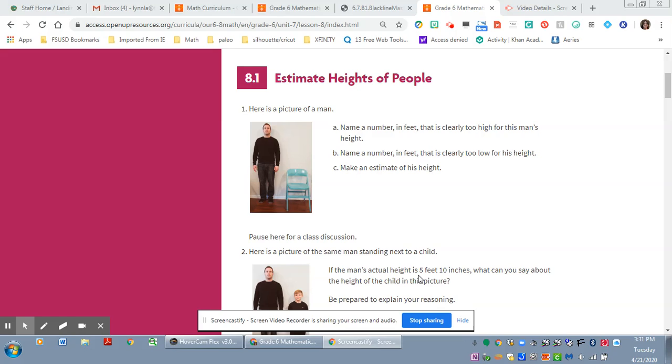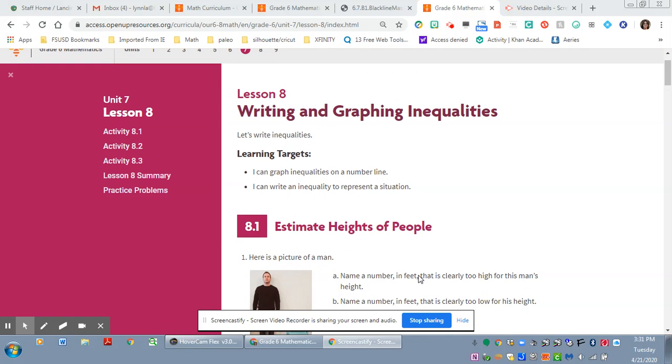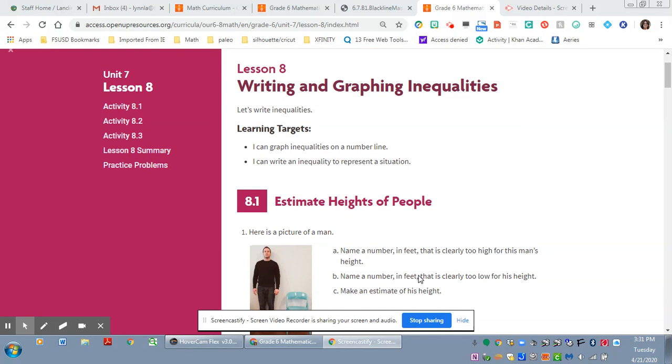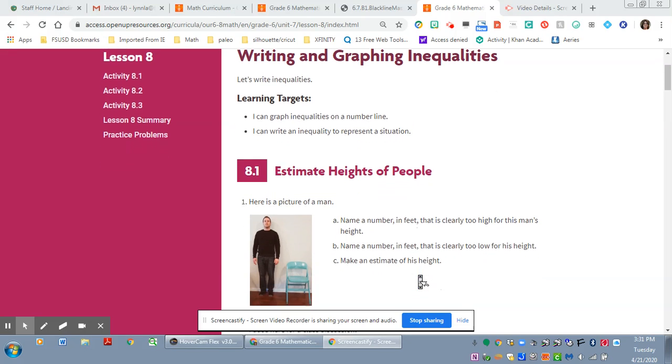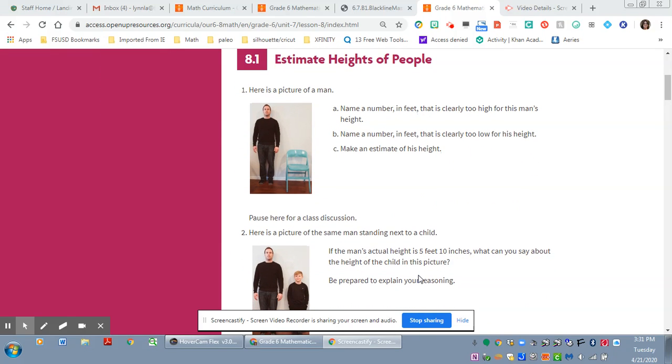So we're talking about estimates and inequalities. Lessons 8, 9, and 10 all have to do with inequalities, going into a little more detail than we have in the past, being able to graph them on a number line and write an inequality to represent a situation. So let's look at 8.1.